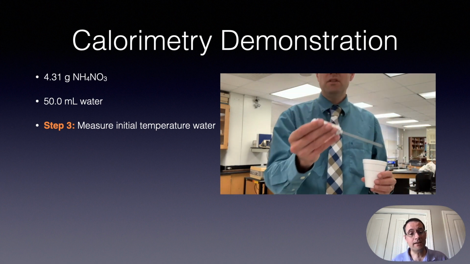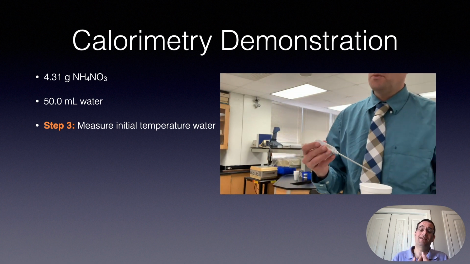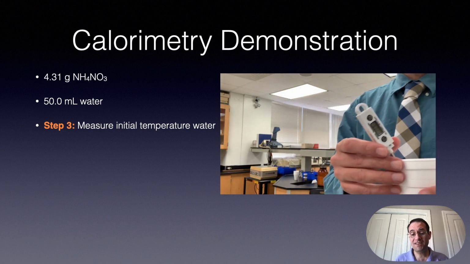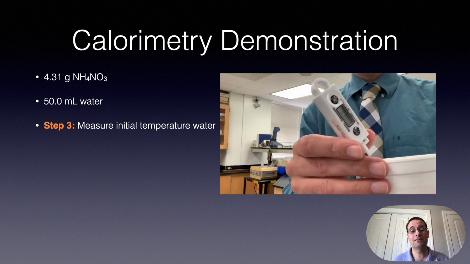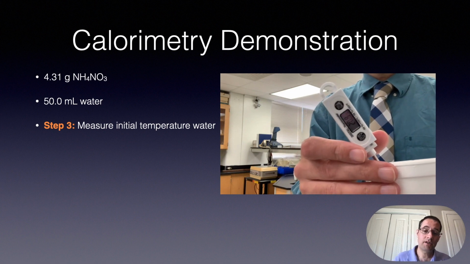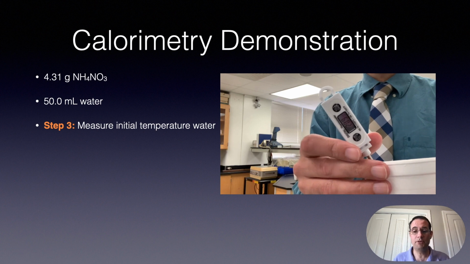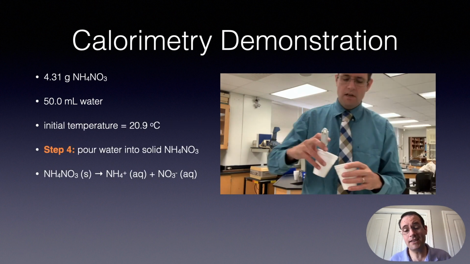Okay. The next thing you want to do is measure the initial temperature of the water. Remember, it's the change in temperature you're interested in, so you need 2 temperature readings. All right, you stick your thermometer into water, you wait for a couple minutes, and you just wait for it to reach thermal equilibrium. In this demo, I got 20.9 degrees Celsius for the initial temperature of the water.